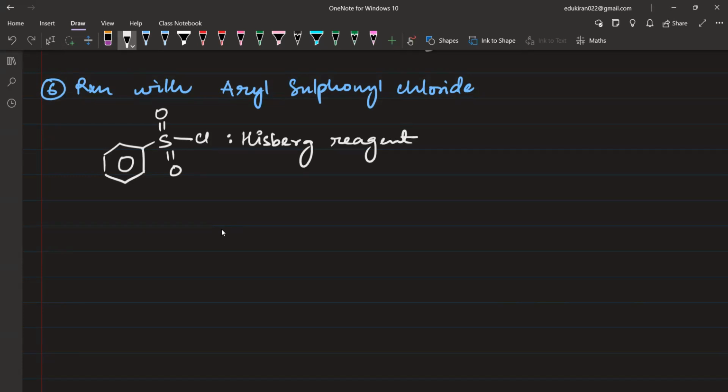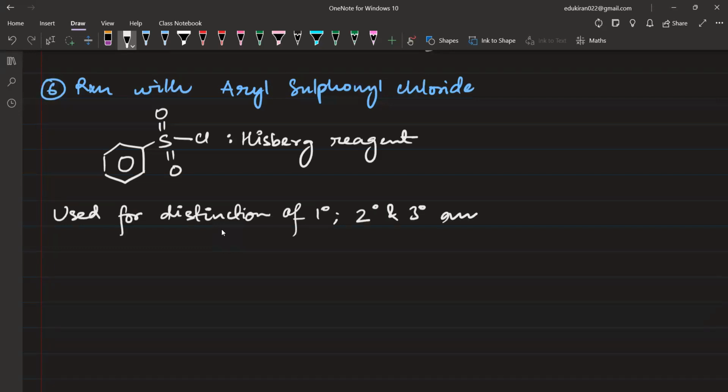Hinsberg reagent. Now, when this Hinsberg reagent is reacted with 1 degree, 2 degree or 3 degree amines, it gives different types of products. Okay, so different types of situations, I would say, not only products. So that is why it can be used for distinction of 1 degree, 2 degree, and 3 degree amines. It shows different behavior with different types of amines.